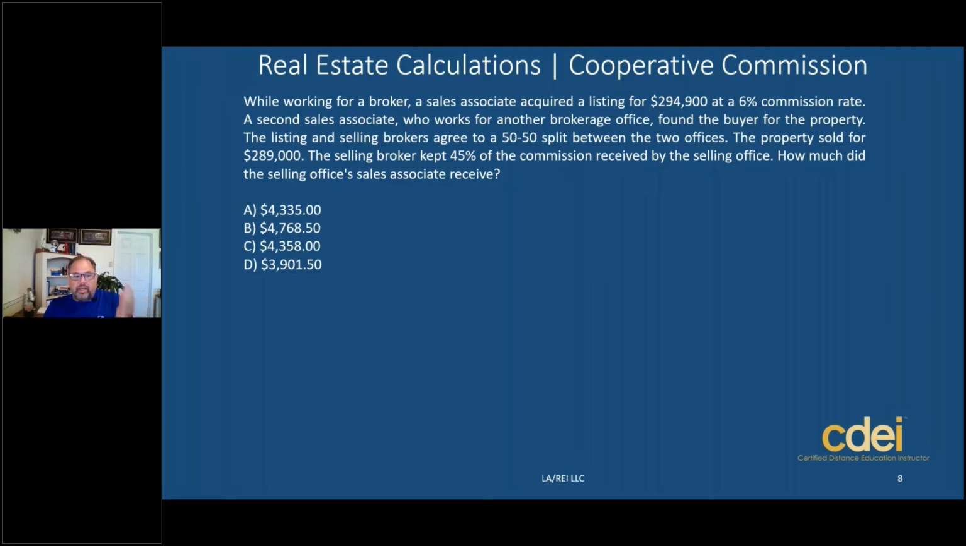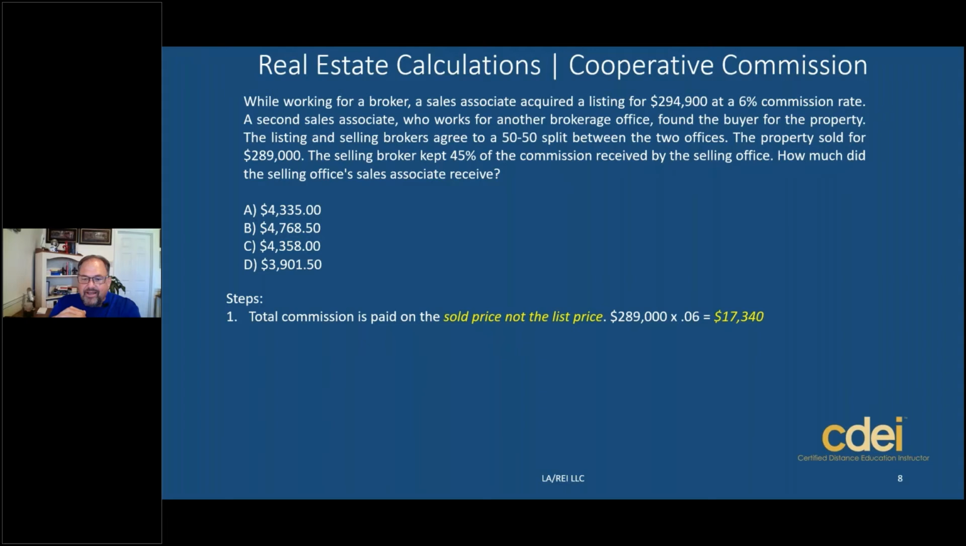And notice one thing. You've got 1, 2, 3, 4, 5 lines in this test question here. So what you've got to do is go to your scratch paper and write out step number 1. Step number 1, I need to determine what the total commission is. Now, you have to know this. Total commission is not paid on the list price, but it's paid on the selling price, or the sold price, of the property. So you've got 2 prices up there, $294,000 and $289,000.